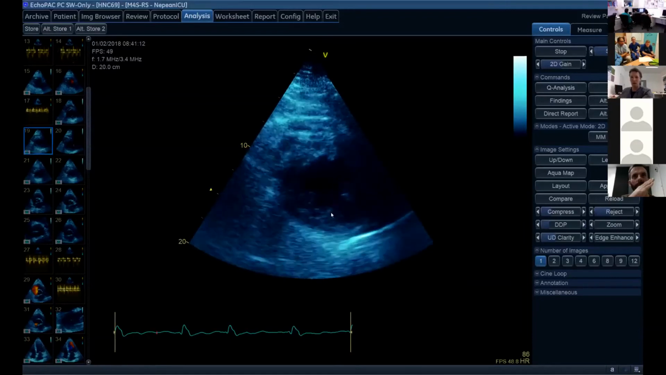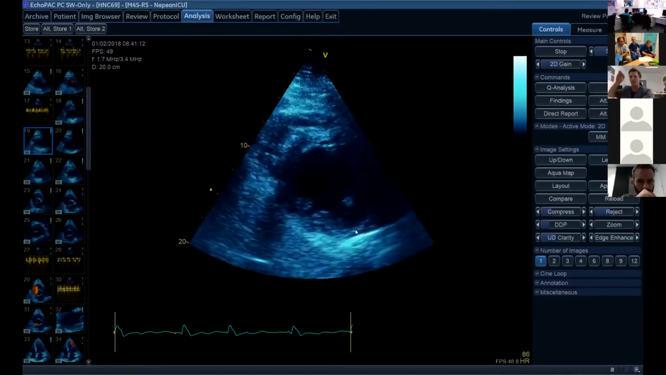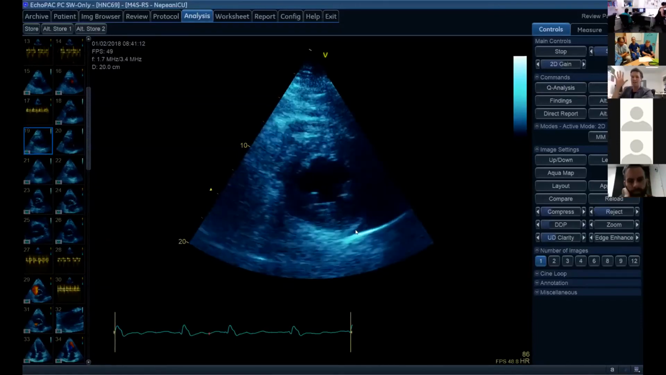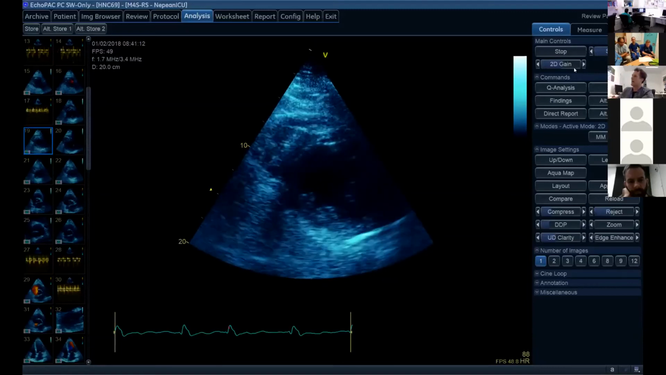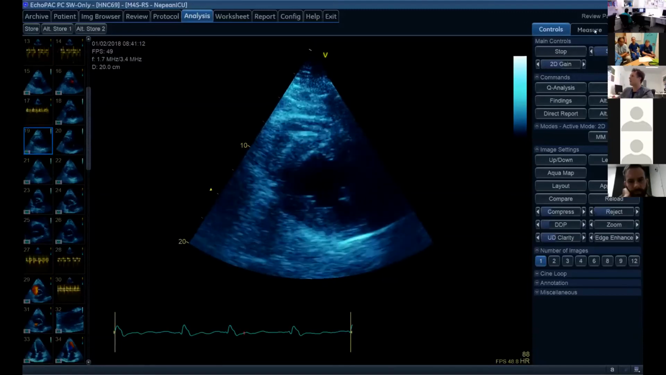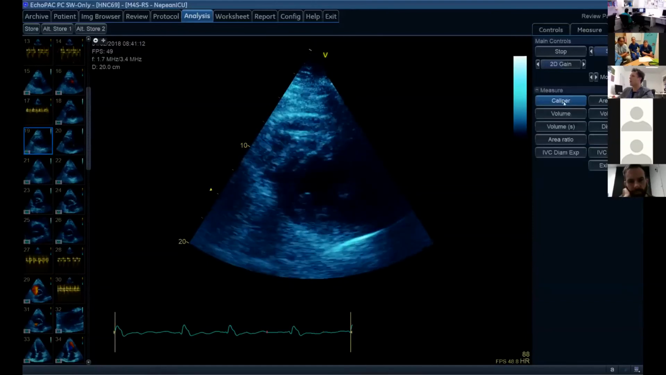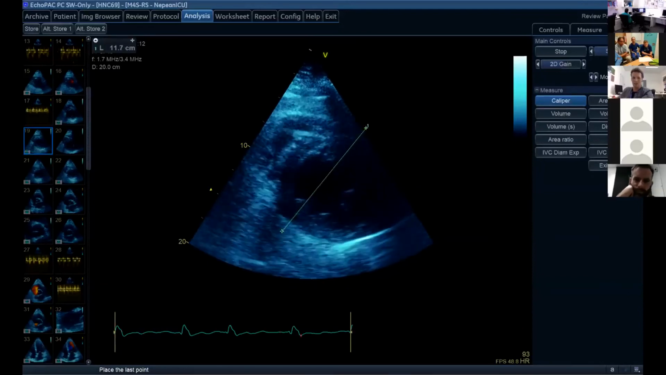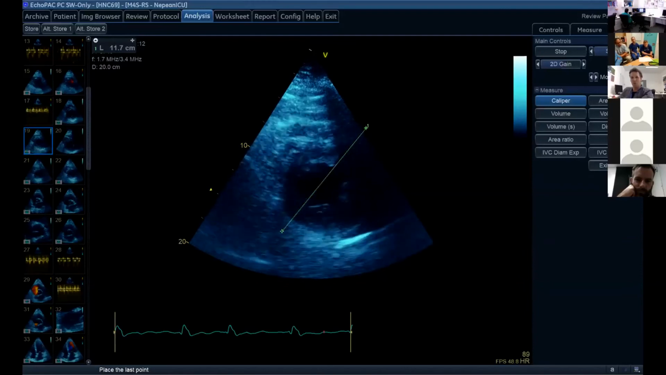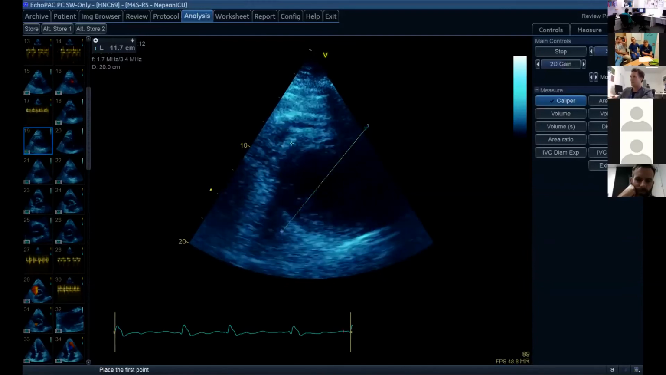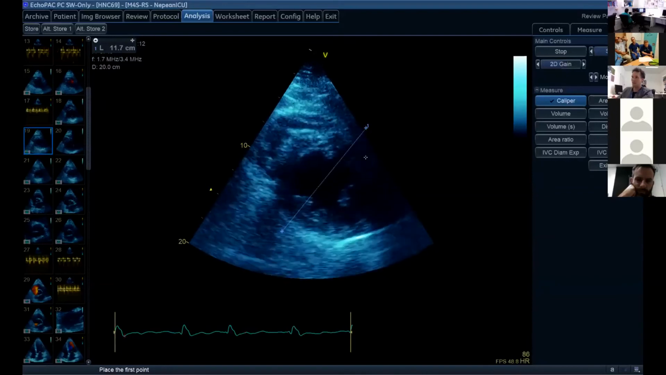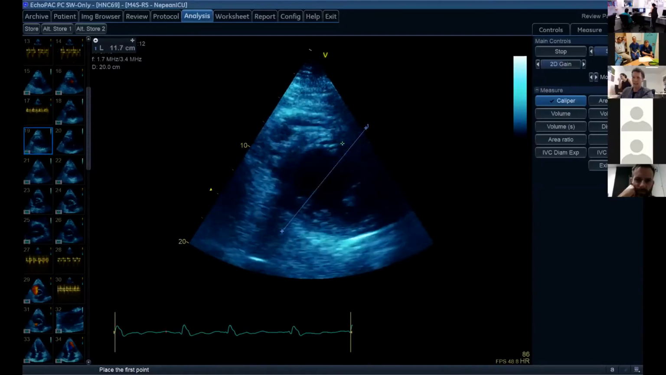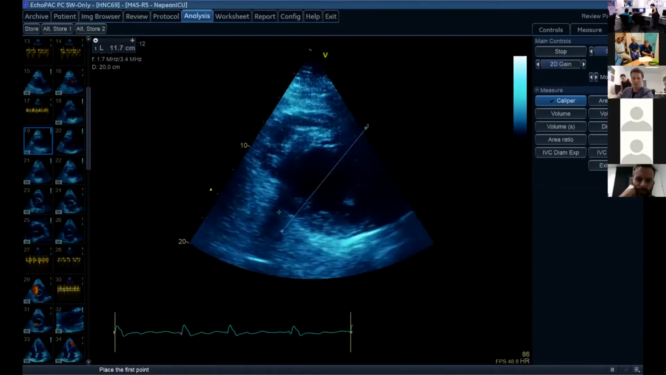When anyone asks me about walls of the heart, I go straight to this view in my head, my short axis mid-papillary muscle view. The ones I know without thinking too much: if I draw a line down from there to there, that goes through the anterior segment, and that's the inferior segment, right?